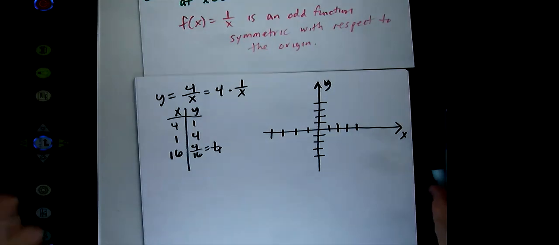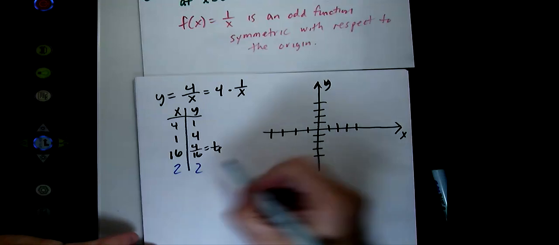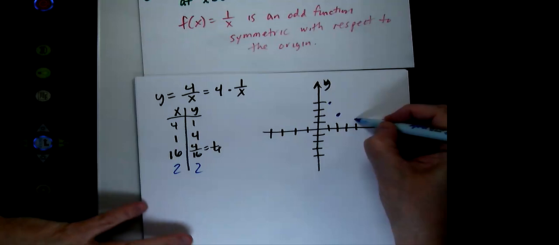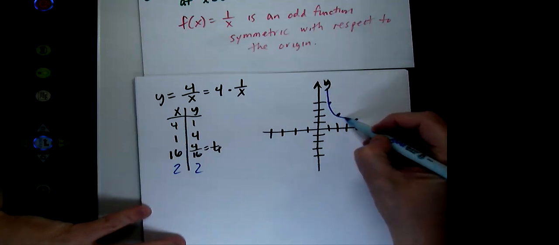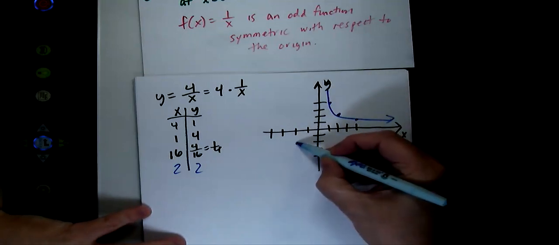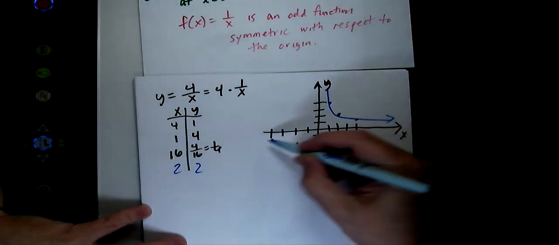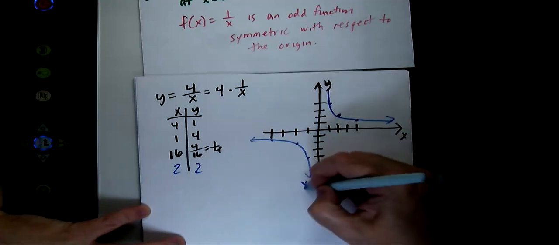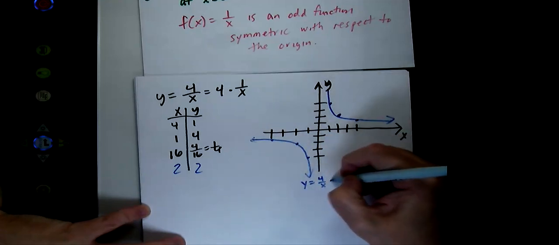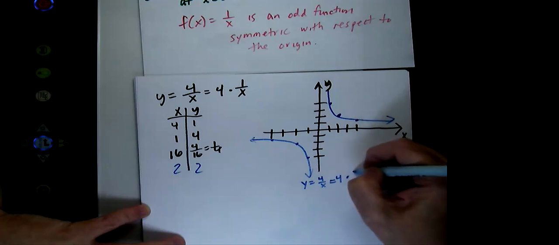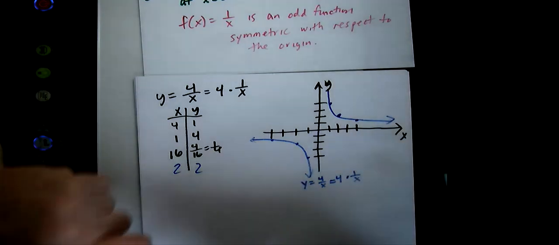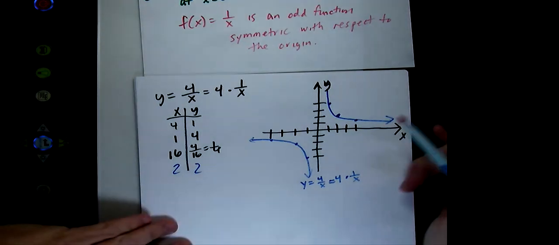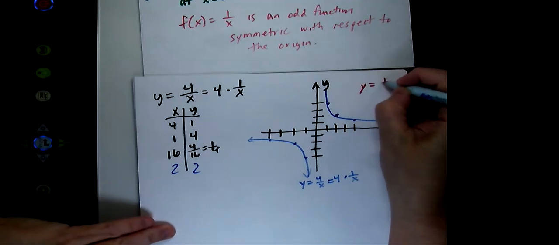And if I stick in 2, I get 2. And the same thing is going to happen on the negative side. So that is y equals 4 over x, or 4 times 1 over x. And if we look at the graph of 1 over x real quick, let's just put y equals 1 over x on the same picture.